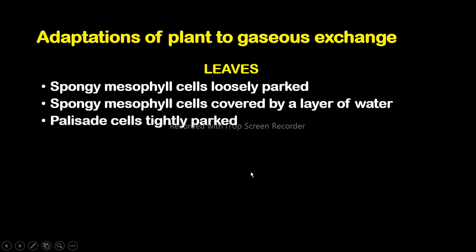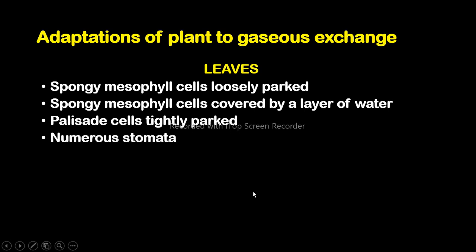Palisade mesophyll cells, or the cells in the palisade mesophyll layer, are closely packed, tightly packed. And what is that? Like you said, you reduce the distance over which these respiratory gases are going to be moved.